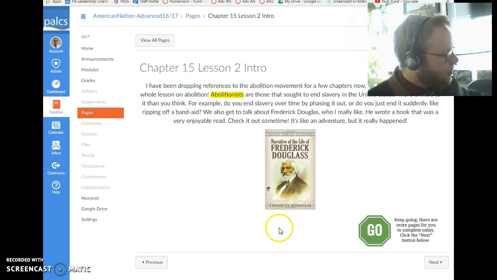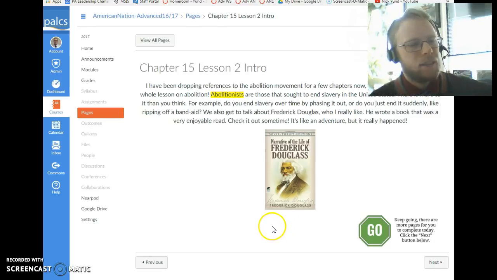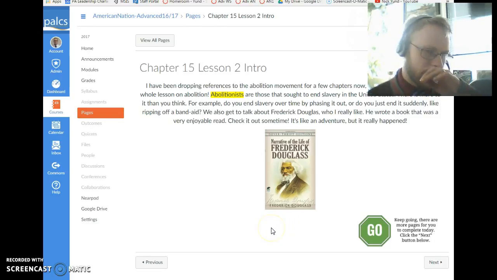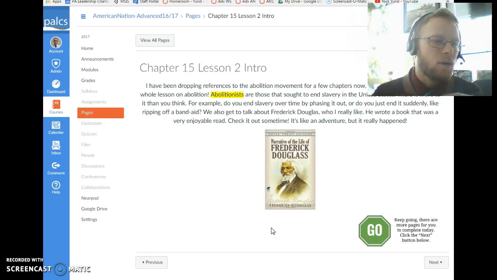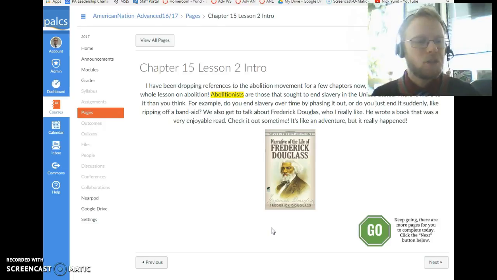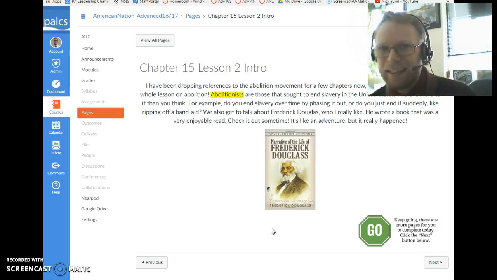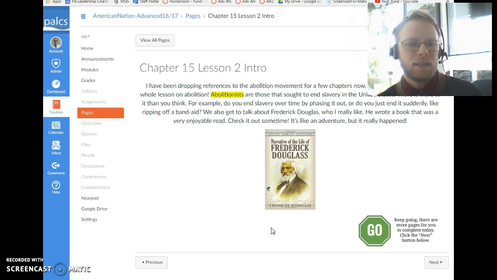Today we're talking about the abolition movement. So I've been drawing references to the abolition movement for a few chapters now, and we're finally here, a whole lesson on abolition. So abolitionists are those that sought to end slavery in the United States. And there's actually more to it than you think.